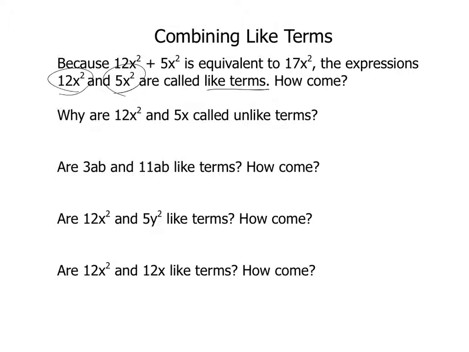So we'll define like terms as expressions with the same variable and with the same exponent. Those would be terms that are like terms. So now if we look at things like 12x squared and 5x, these are unlike terms. How come? They have different exponents. So even though the variables are the same, the exponents are different. They are unlike terms.